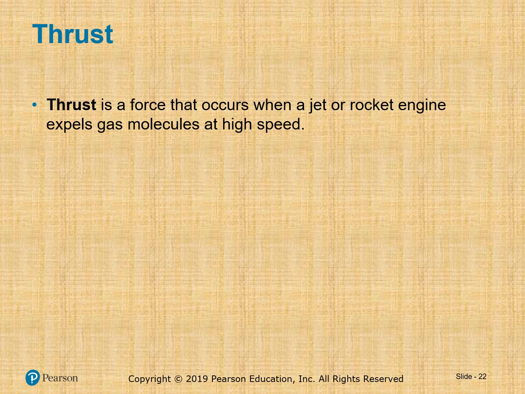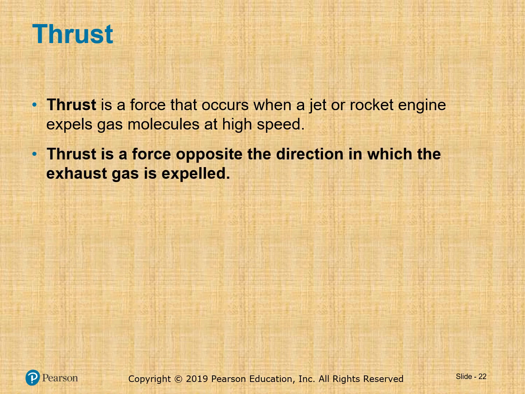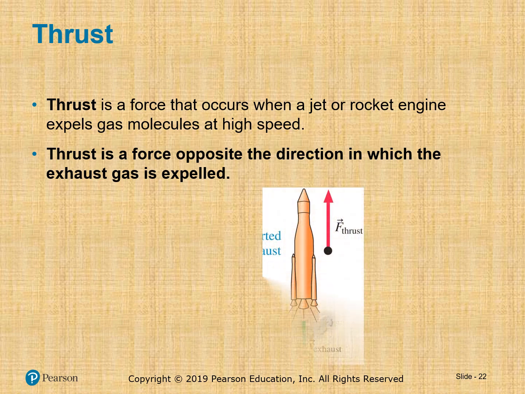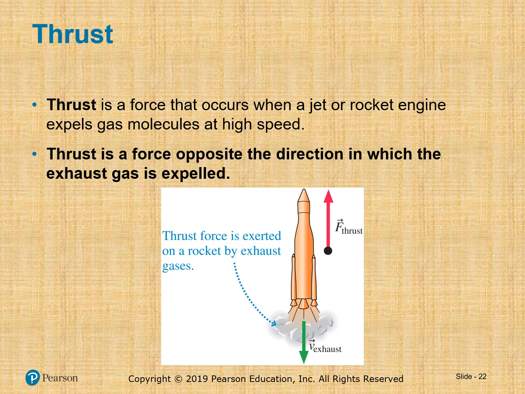Then we have thrust. Thrust usually deals with airplanes and rockets. It's a force that occurs when a jet or a rocket engine expels gas molecules at a high speed. That gives it its ability to thrust upward quickly. So thrust is a force that's opposite the direction in which the exhaust gas is expelled. Down here you see the exhaust gas going downward because it's expelled, and the thrust is pushing that rocket upward quickly. That's thrust.